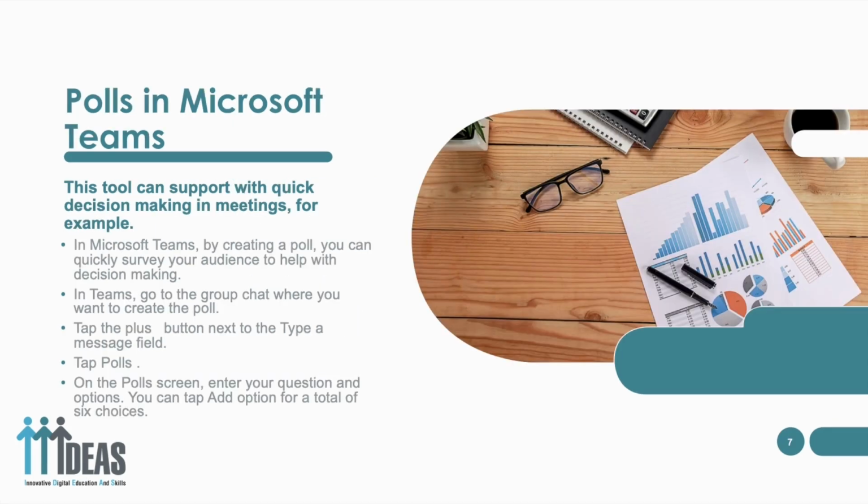In Teams, by creating a poll, you can quickly survey your audience to help with decision making. To create a poll, go to the group chat where you want to create it, tap the plus button next to the type a message field, tap on polls. On the poll screen, enter your questions and options. You can tap add for a total of 6 choices. Share this with your audience and receive immediate feedback.